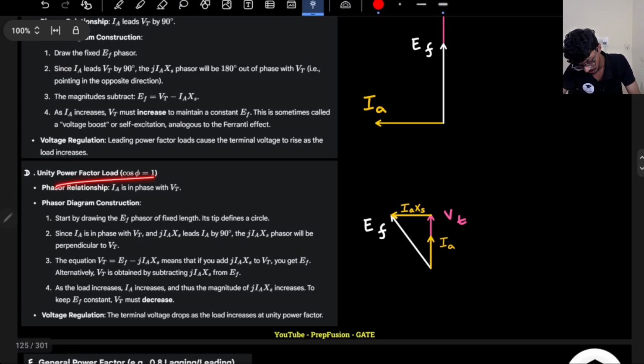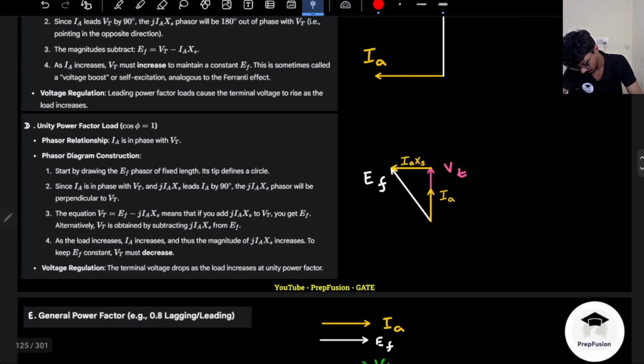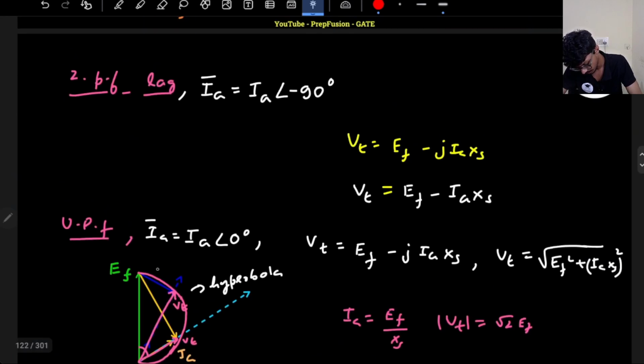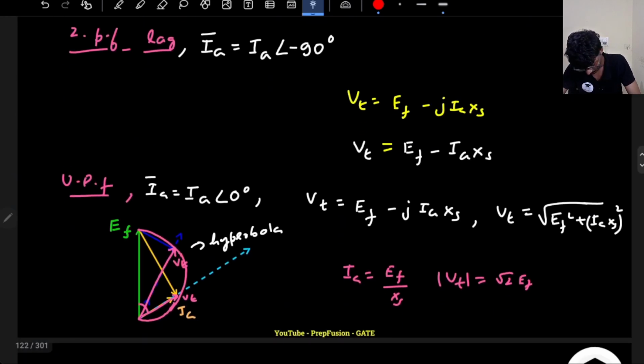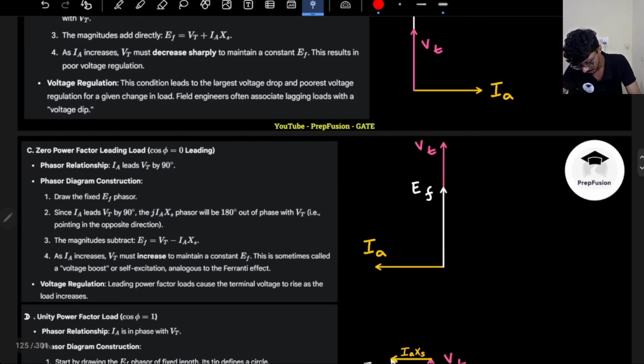And if it is unity power factor, Vt and Ia will be in the same phase. Basically my Ef, I can subtract, right? So if it is unity power factor, it will be a hyperbola. Okay, we have already done this. If it is unity power factor, I was just reducing the voltage, like Ia is in this direction, so in the same direction Vt will be there. I subtracted this drop, minus j, and then I got my Vt, okay? And the equation will be a hyperbola.